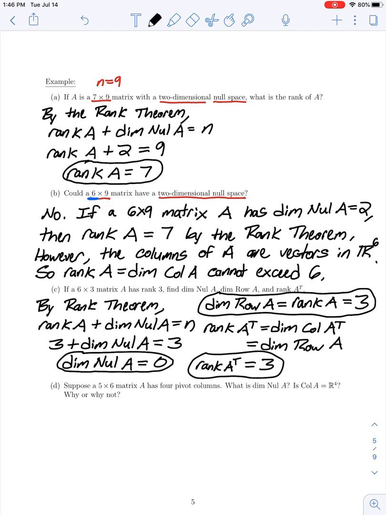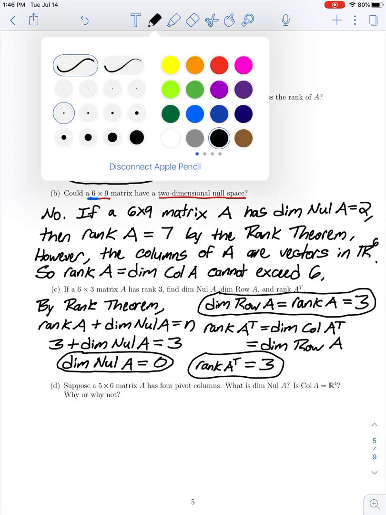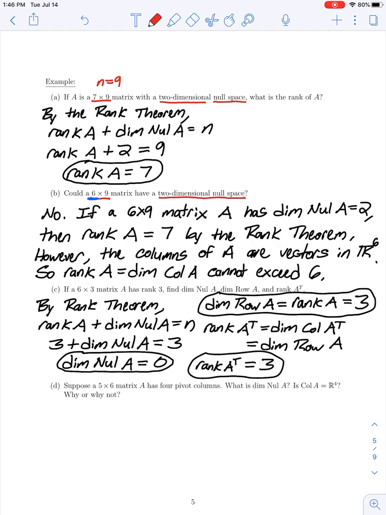So in our last part for this example, part D, we are asked if we have a 5x6 matrix A, which has 4 pivot columns, what would be the dimension of the null space of A, or the nullity of that matrix, and is the column space equal to R4? And then justify why or why not. So for this matrix, we were told that we have 4 pivot columns. Now remember that the number of pivot columns is equal to the rank of our matrix. So we can say here the rank of A is equal to 4.